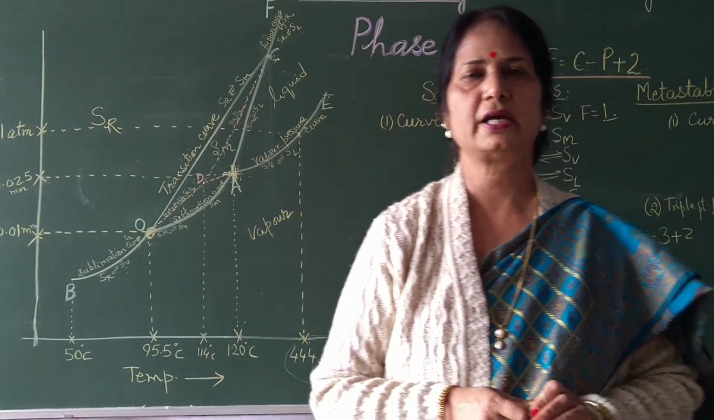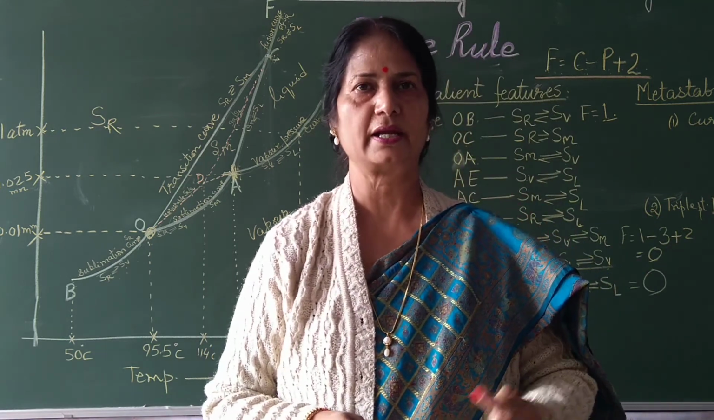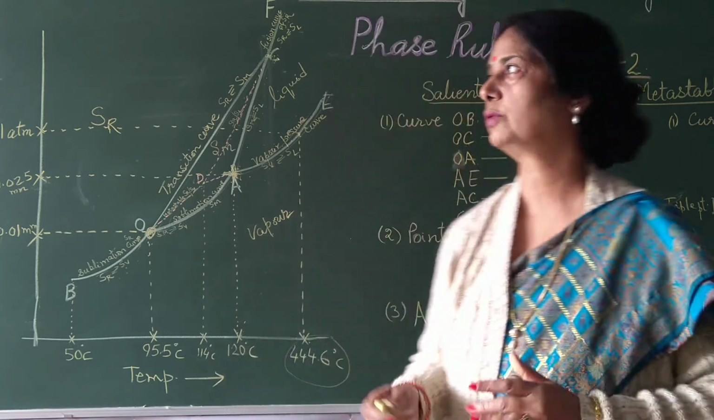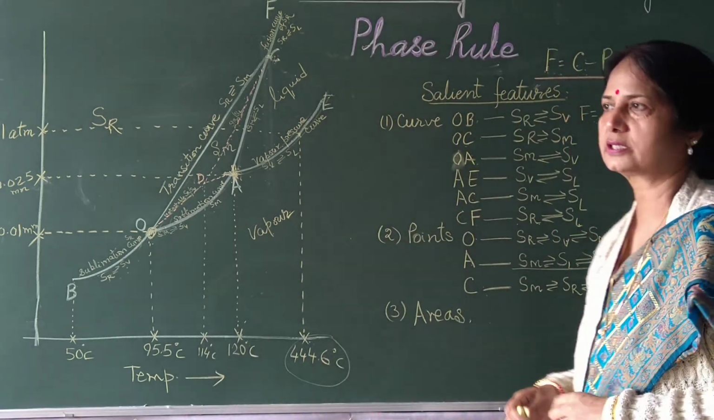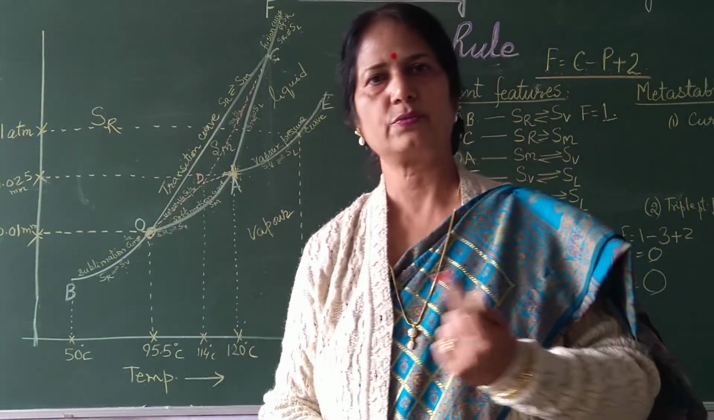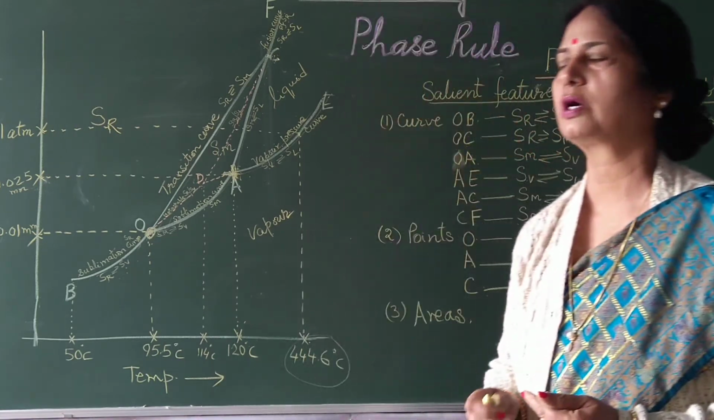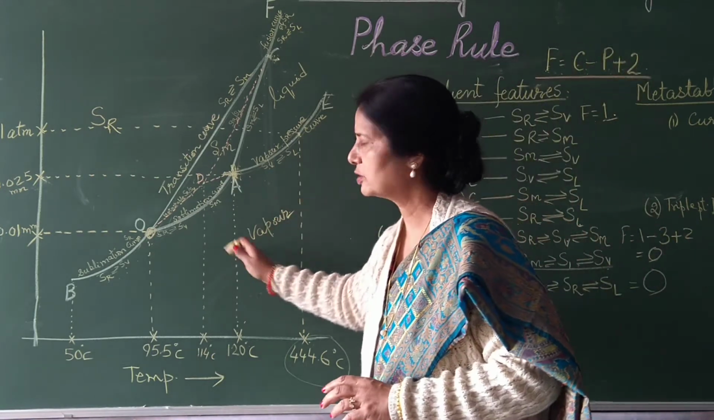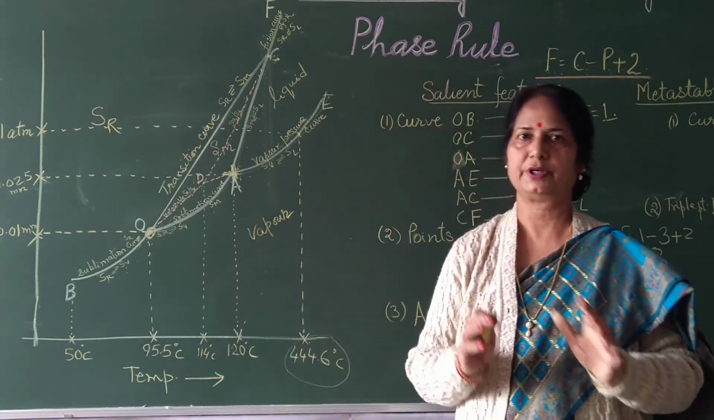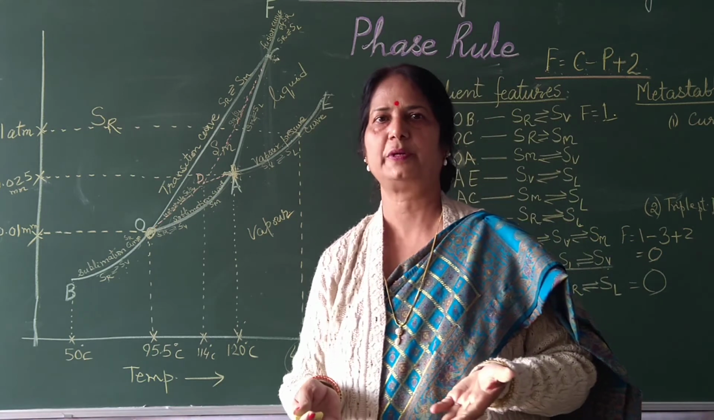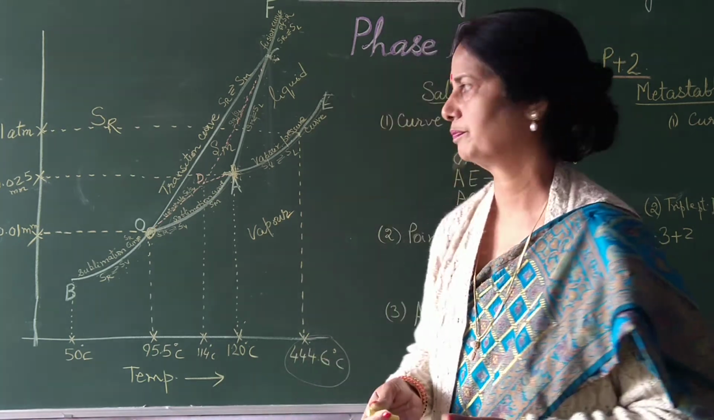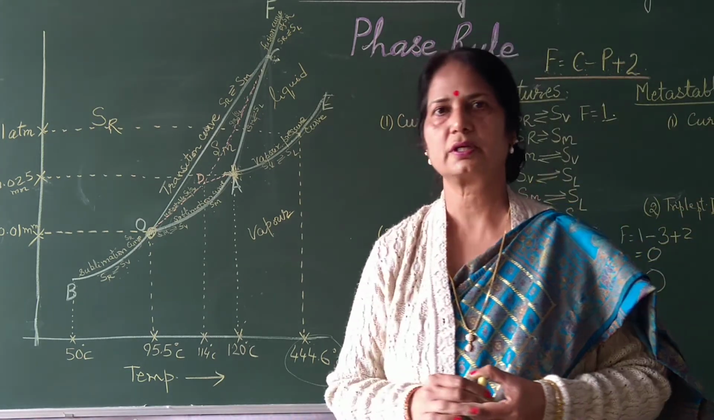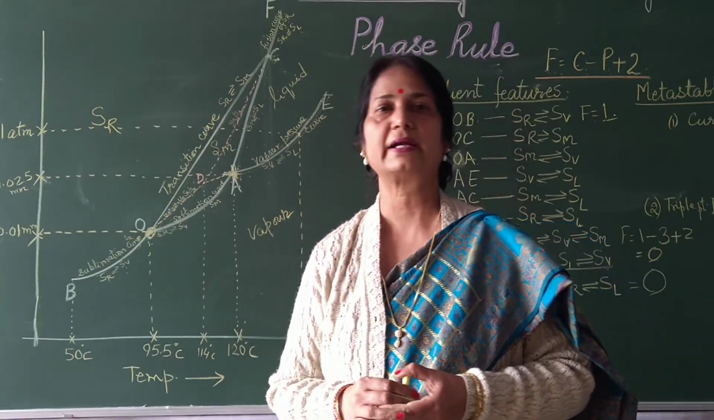Since in the areas only one phase is present, the system will be bivariant. If we calculate F from this, it is a one component system, so 1 minus 1 plus 2, and the value comes out to be 2. This means in the areas we have to fix both the pressure and the temperature in order to explain the system.